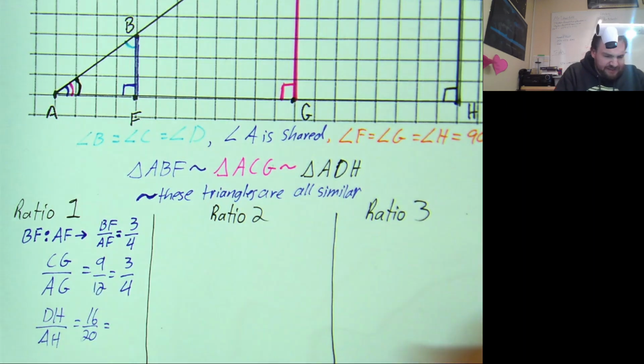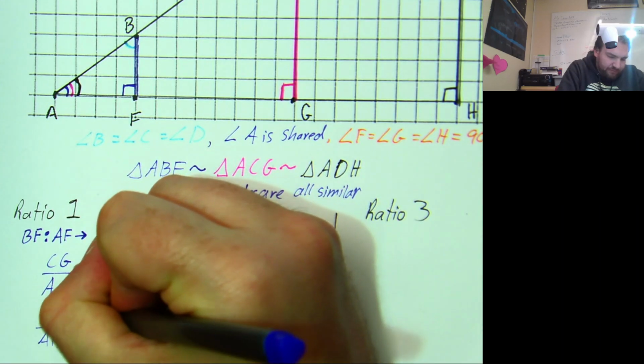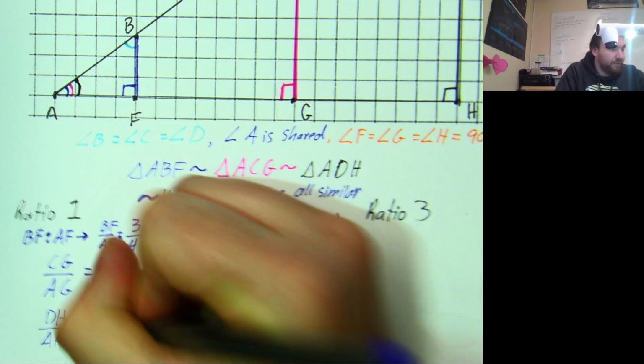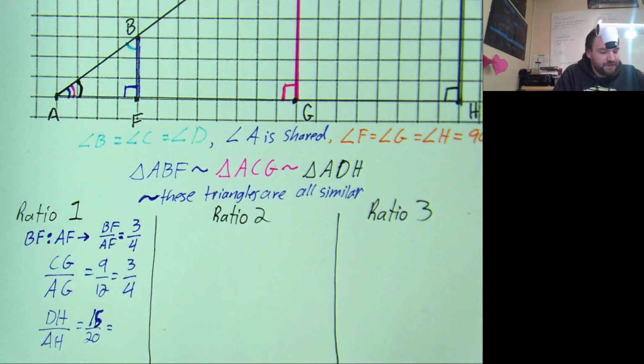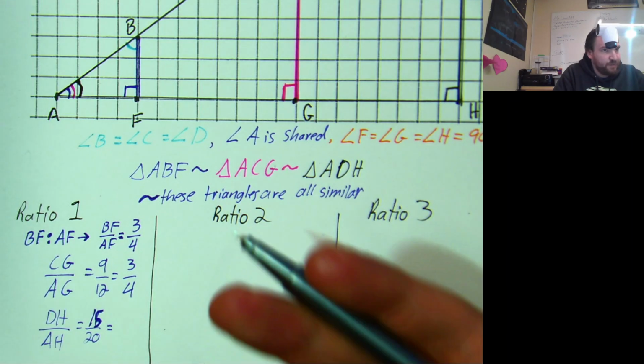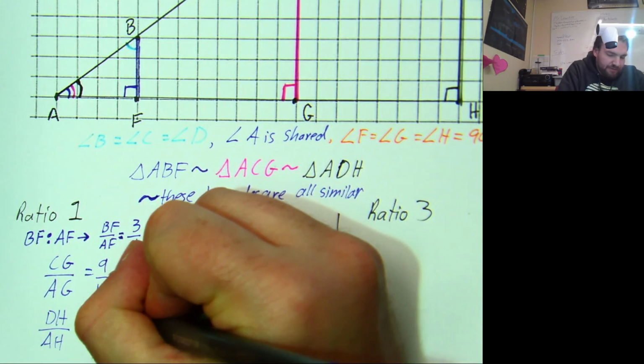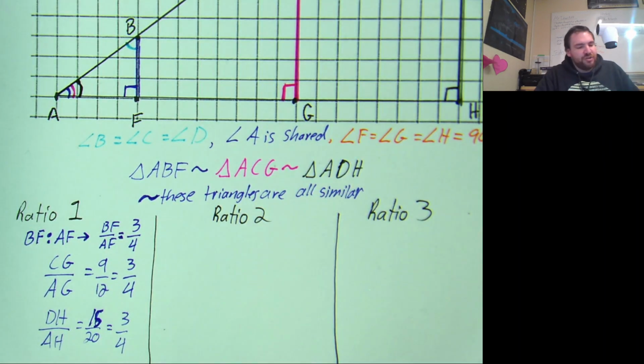Is it 16 over 20? I'm pretty sure it's 15 over 20. It better be 15 over 20, because both 15 and 20 are divisible by 5, giving us what ratio? 3 over 4. This is really interesting. It doesn't actually matter which triangle we're looking at. The ratios of those two side lengths are the same in all three of those triangles. That's a neat little relationship.